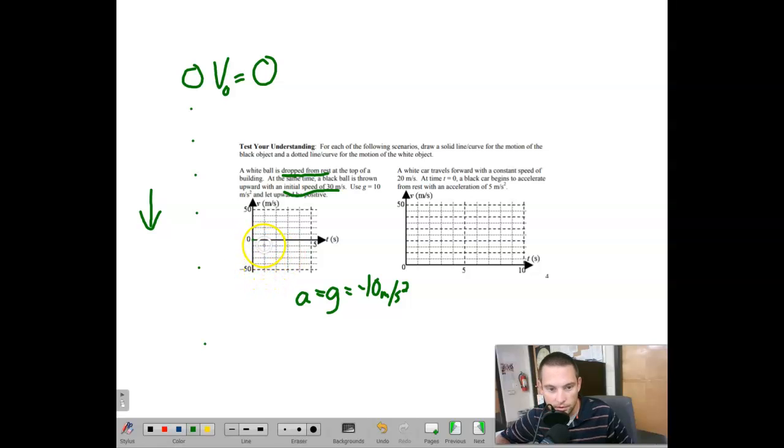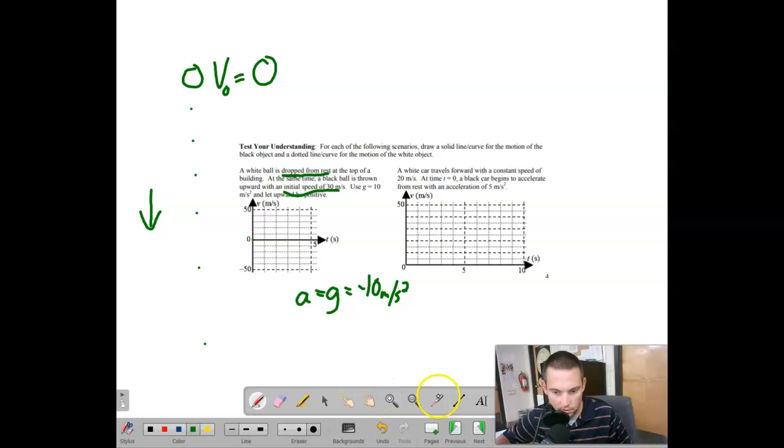So it should, let's use a line instead of the dots. There you go. Never mind, it erased. Here's my line tool. Sorry for the delay. There we go. That, if we calculate the slope, is going to be that negative 10 meters per second squared.